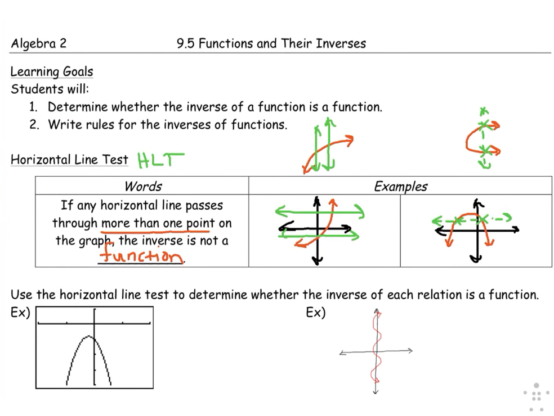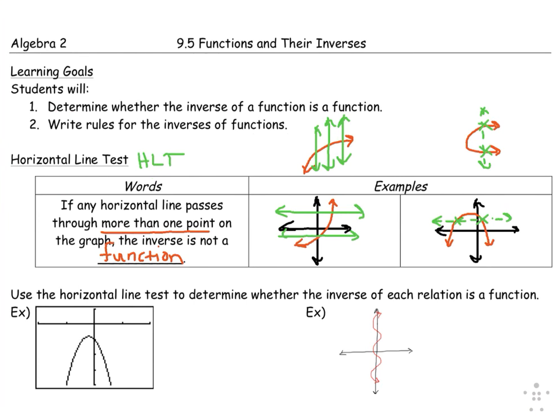So, the difference between the horizontal line test and the vertical line test. The horizontal line test is a predictor. It allows you to predict if the inverse of the function will be a function. The vertical line test allows you to assess, with the function that's currently in front of you, whether the graph represents a function.